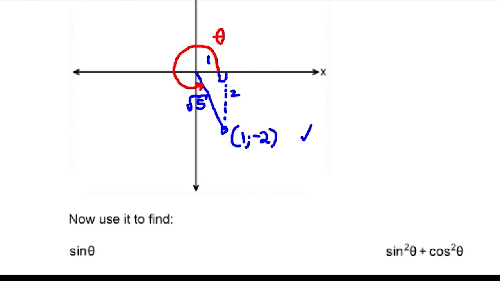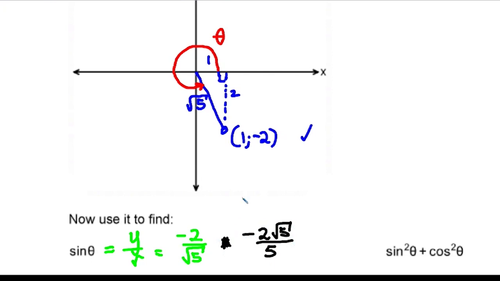Right, we're then asked to find sine of theta. Now that will be really straightforward, providing we know our ratios. Sine of theta is y over r, and r we know is root 5, and y we know is negative 2. So negative 2 over root 5. We are able to, if we wanted to, it's not necessarily required, rationalize the denominator of that. If we multiply the top and the bottom by root 5, we actually get negative 2 root 5 over 5.